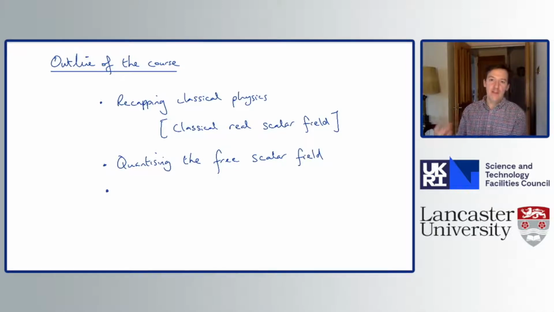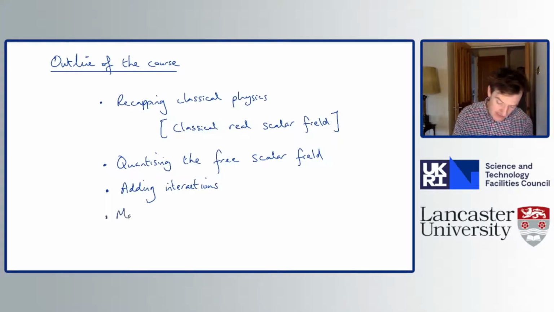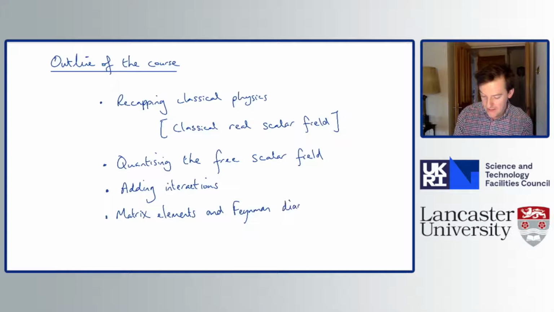But theories that have free particles that don't interact in any way are a little bit boring. Then we'll think about how we add interactions, again in the context of this simple free scalar field theory. And then we'll look at things like matrix elements and Feynman diagrams, and how you can start to derive things like Feynman rules, and how that allows you to calculate things like cross sections and so on, which are obviously relevant for particle physics. Okay, so that's the rough outline of the course that we're going to be going through.